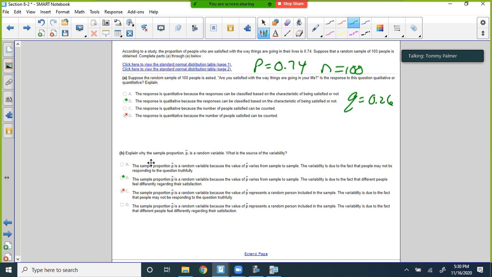All right. Explain why the sample proportion p hat is a random variable. What is the source of the variability? Well, the source of the variability in this study is that the sample proportion p hat is a random variable because the value of p hat varies from sample to sample. The variability is due to the fact that different people feel differently regarding their satisfaction, right?